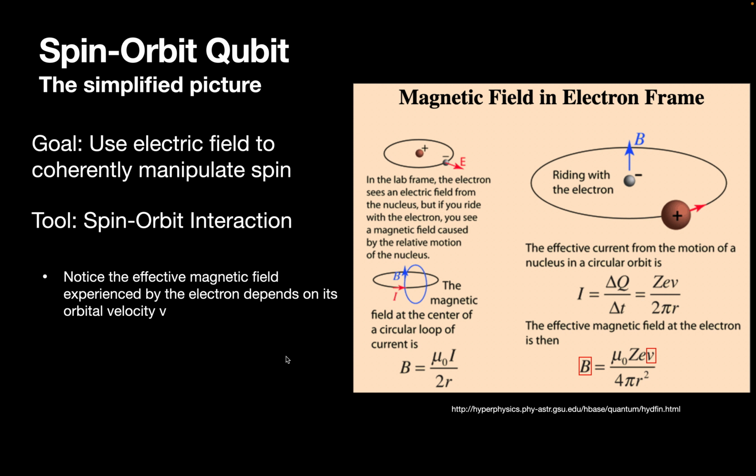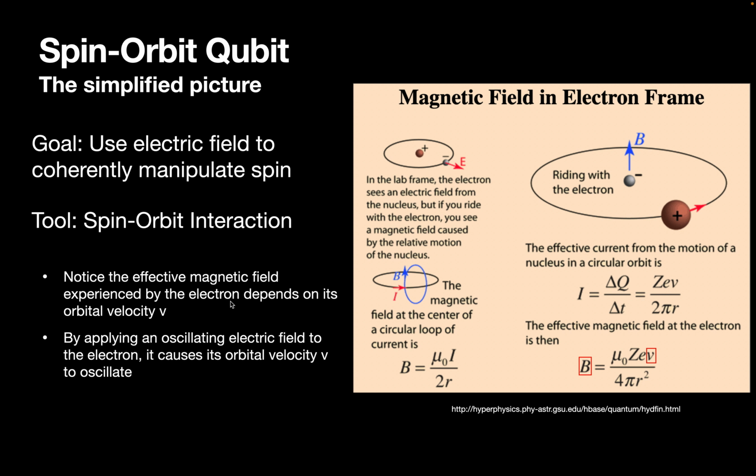I'm gonna circle these in red. So now if you think about it, if you can somehow oscillate the orbital velocity v of the electron, you are essentially creating an oscillating magnetic field acting on the electron. And this should remind you of the AC magnetic field in the typical ESR.